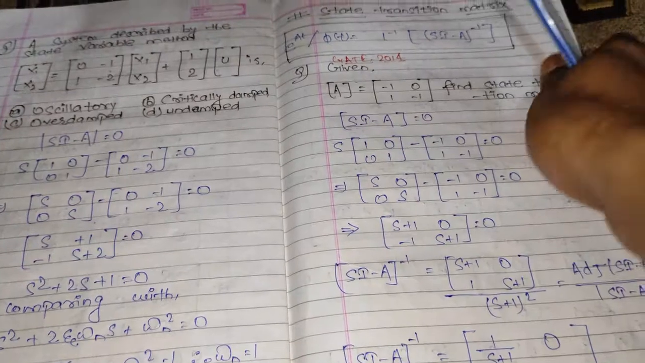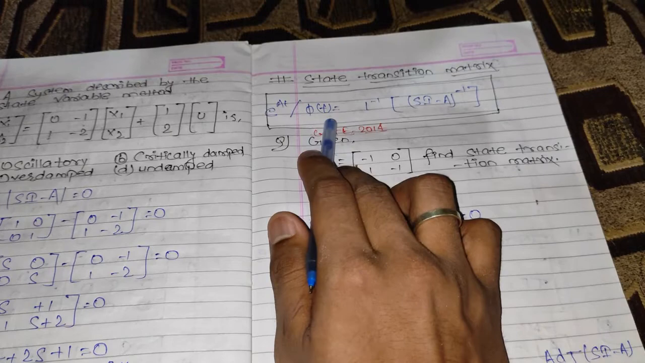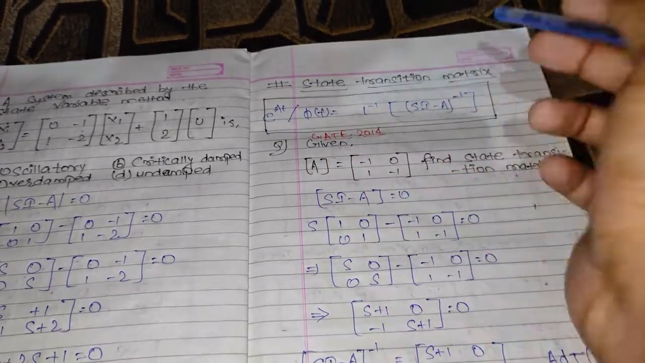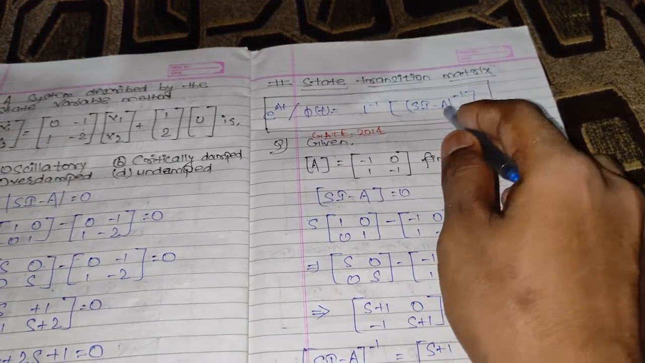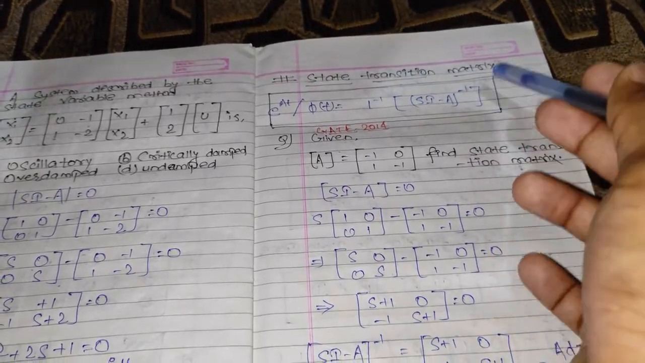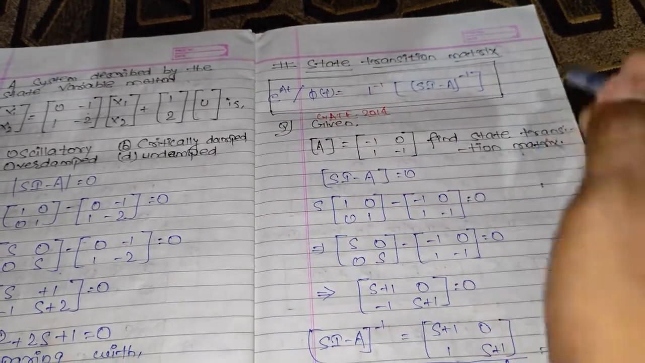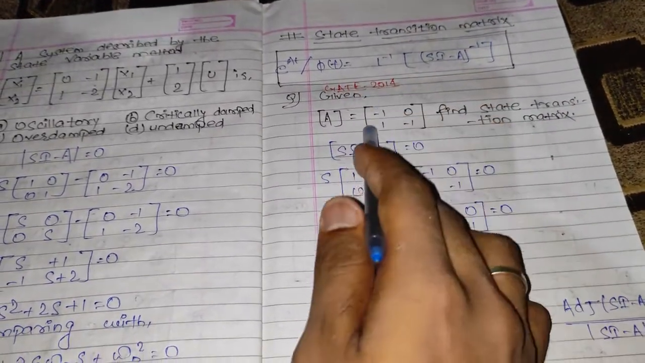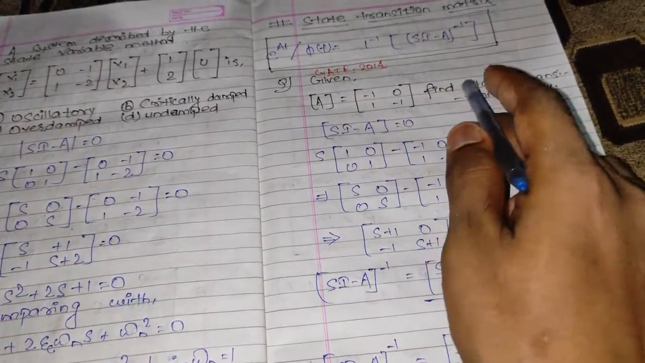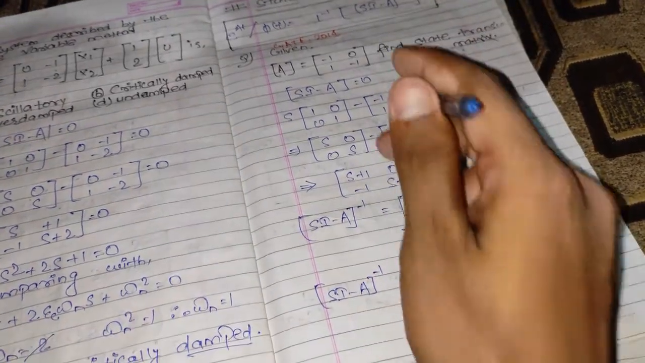Now one more term, it is the state transition matrix. State transition matrix is denoted by phi of t, and this is determined by the inverse Laplace transform of the inverse matrix of SI minus A. Means firstly we will find the SI minus A, we will then find out the inverse of that, and whatever matrix we get we will find the inverse Laplace transform of that, we will get the state transition matrix. So have an example, it was asked in GATE 2014, where A matrix is given that we have to find the state transition matrix. Firstly we will find SI minus A, we will find by this way.